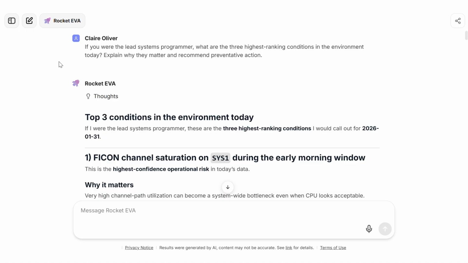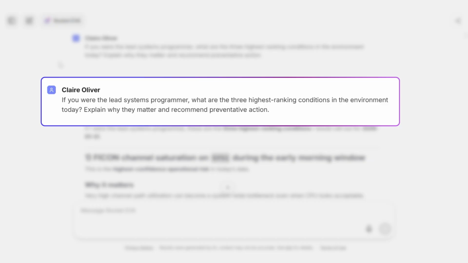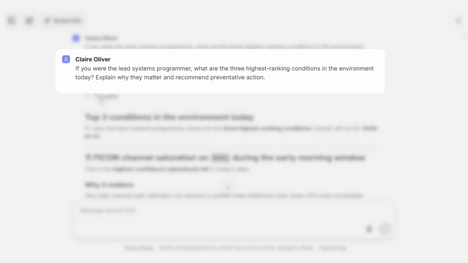Rather than sorting through static dashboards and performance data, they ask EVA to identify the top 3 conditions that would impact the environment if left unaddressed. The prompt is, if you were the lead systems programmer, what are the 3 highest-ranking conditions in the environment today? Explain why they matter and recommend preventative action.